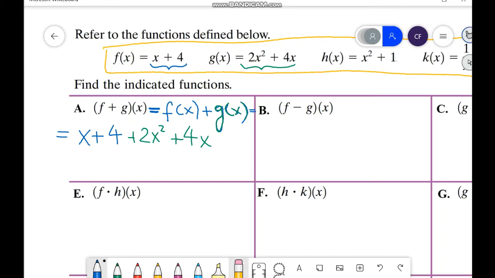This is the answer. What you're going to do now is just simplify, combine like terms, and write in the correct order. Because usually we first represent the highest exponent, then the next highest exponent, and the last one is the constant. That's the answer.